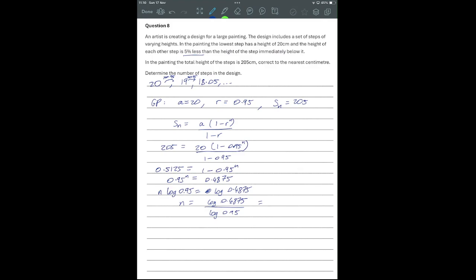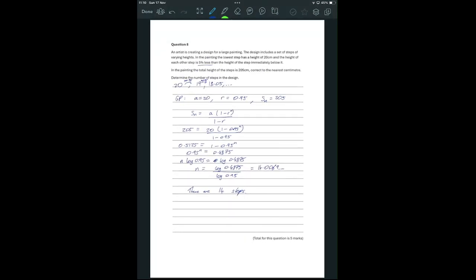And if I've typed all of that in, my calculator pauses for a moment to do the calculation, and it gives me something awfully close to 14. So I'm just going to quote 14 as my answer. There are 14 steps. Linking back to the context of the question is always a good idea. Okay. Difficult question to get started on, but as soon as you notice it's a GP, a very common style of question.